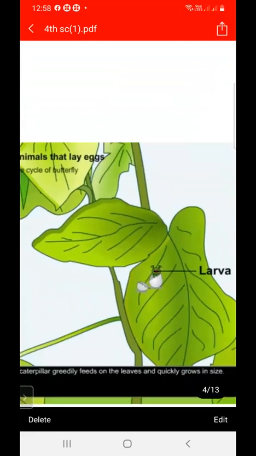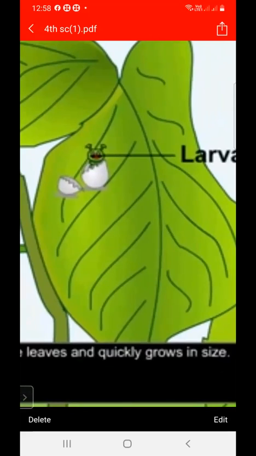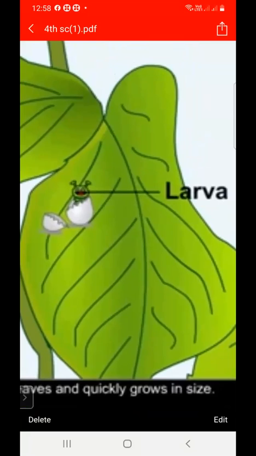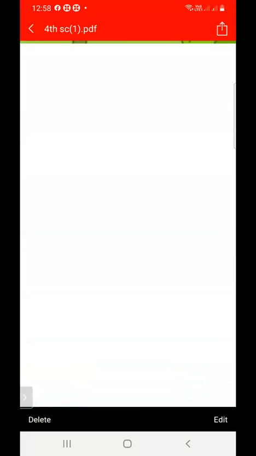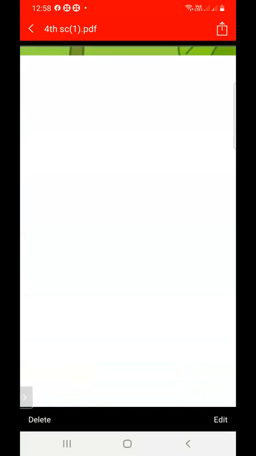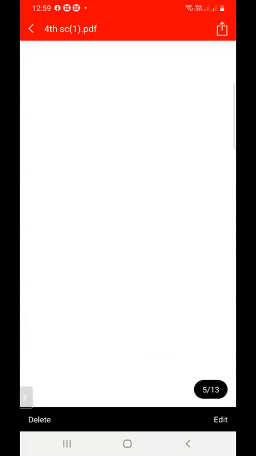Then these eggs change into the larva. This is the larva shown in the figure. Firstly, the insects, just like the butterfly, sit on the leaves of the tree, and then these will change into the larva. And after larva, what is the condition? After larva, it will finally change into the insect.